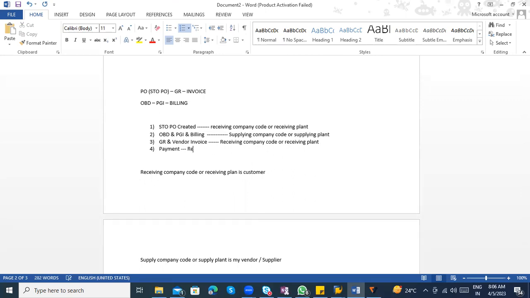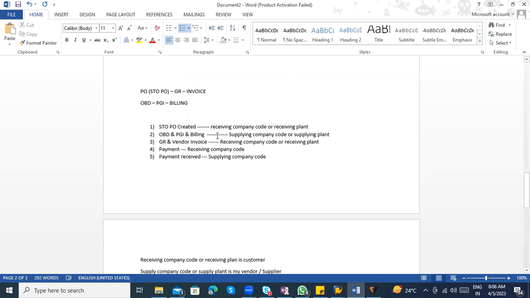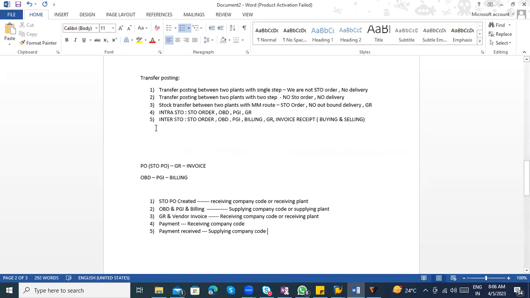So that means the receiving company code will do the payment, and who will receive the payment? The supply company code, the company that sent the invoice. So the supply company code will receive the amount. This is the concept in inter STO.